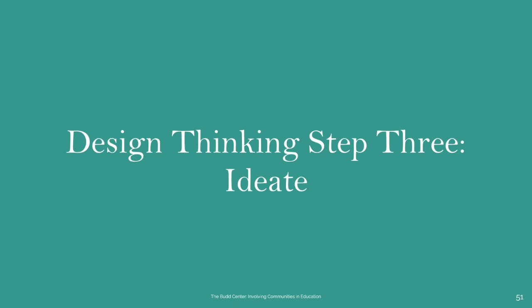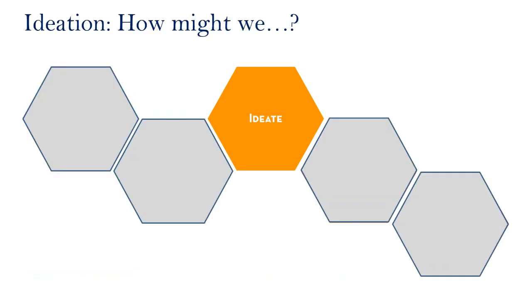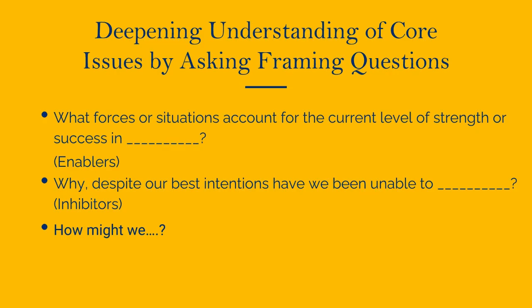Now, let's move on to design thinking step 3, which is ideation. So empathize, define, ideate, which is where we are now, and then prototype and test, which we'll take on in the next session. Ideation in design thinking typically shows up as a how might we question. Once you have deepened your understanding of the core issues by asking your framing questions, you're going to want to respond to those 2 questions by thinking about, how might we combine some of the strengths and successes in order to use them to address something that we have just not been very successful at addressing.